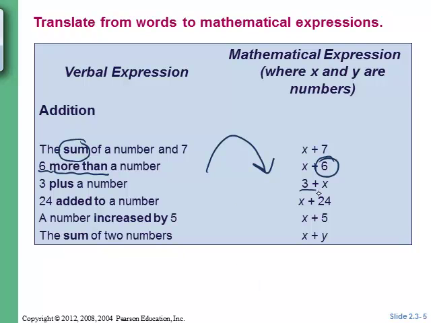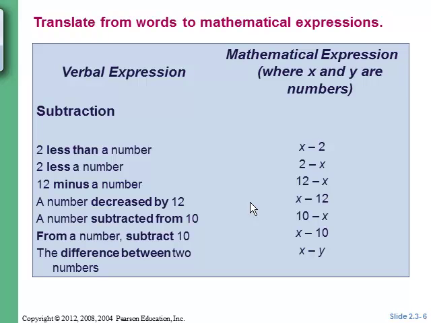3 plus a number, notice just 24 added to a number is the same thing. You have to switch the order. 24 added to a number, so the number goes first. A number increased by 5 and the sum of 2 numbers. It's not so urgent that you do that with addition, but subtraction, it is important.